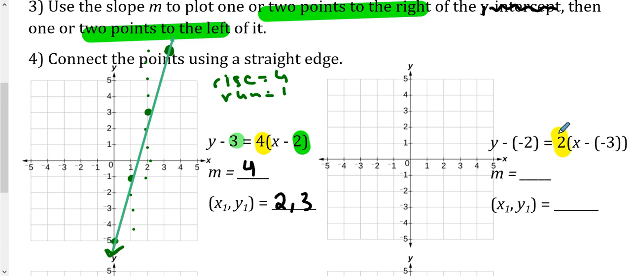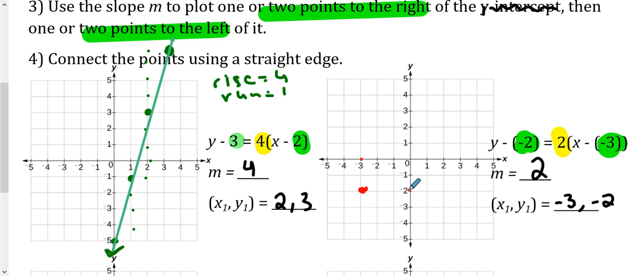We have an m value of 2, right? A slope of positive 2, a rise of 2 for every run of 1. And here our x and y values are negative again. So I'm going to get a -3 for x and -2 for y. Right? Remember, we're looking at what is the value after the subtraction sign. So I'll start by plotting that point at -3, -2. Again, find your x's first, then your y's. Where do they meet?